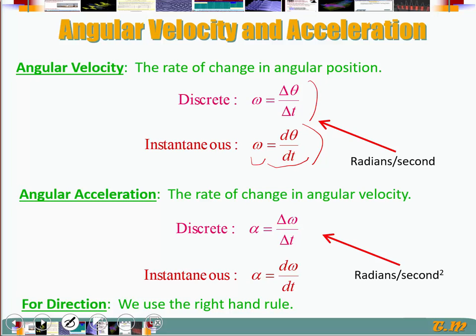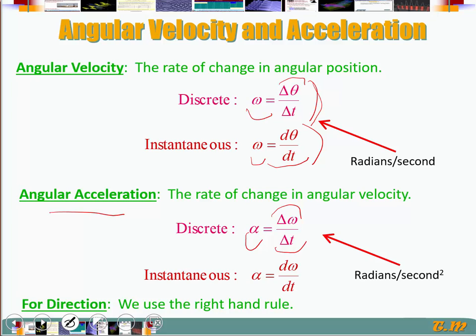Now, for average values, when things are discrete, the average value for the angular velocity is angular displacement, delta theta over delta t. Same thing for angular acceleration. Average acceleration would be change in velocity, change in omega over change in time.